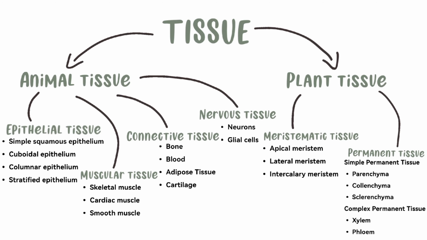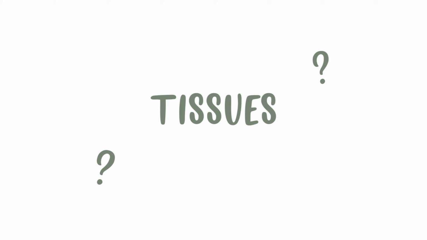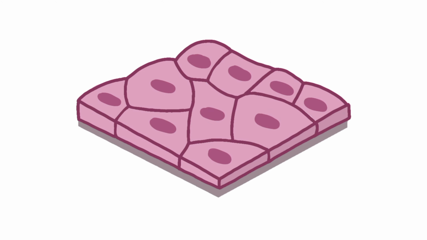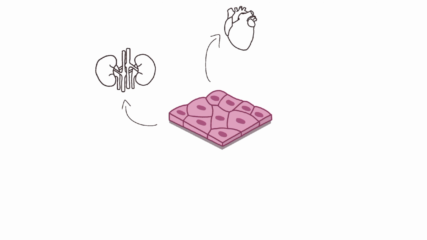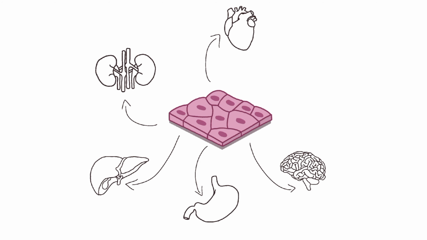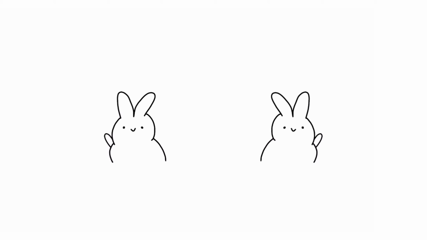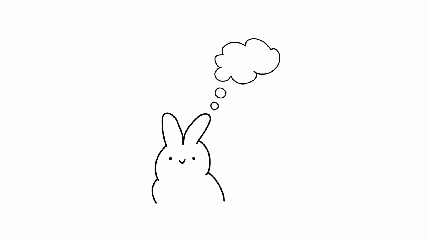Before we hop into the specifics, let's start with the basics. What exactly are tissues? In biology, a tissue is defined as a group of similar cells working together to perform a particular function. Think of tissues as the building blocks of organs. They're like specialized teams of cells, each team with a different role, all working together to keep the organism alive and functioning. Without tissues, complex organisms like us wouldn't be able to move, grow, or think.